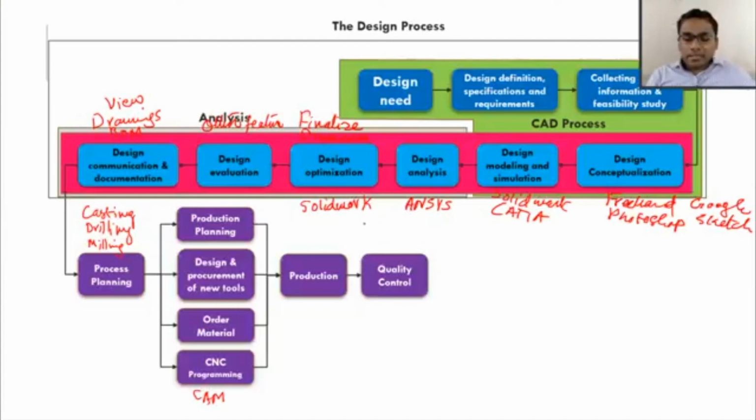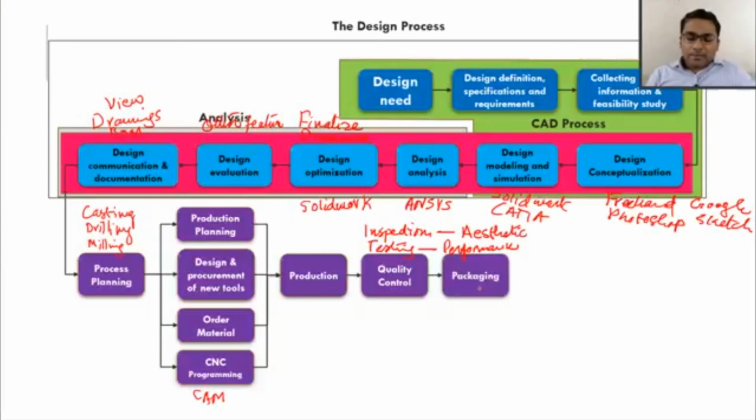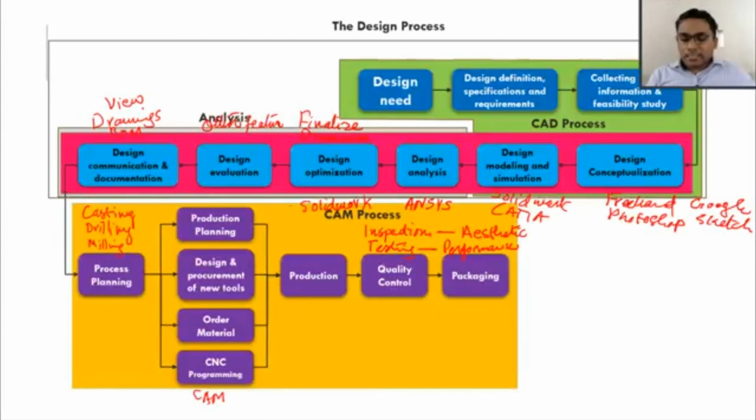In quality control, we do two things. The first thing is inspection, where we check the aesthetics or look of the product, and then we do testing. Testing is basically checking how well the product is working, whether its performance is good or bad, and whether it performs the intended function or not. So in inspection, we check the aesthetics. Then we do packaging, and this whole process is called the CAM process.